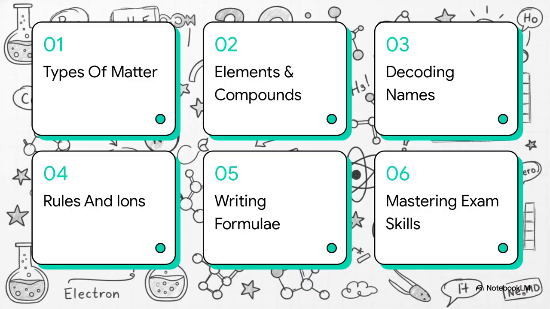Okay, let's dive into our checklist for today's Grade 10 exam requirements. We're going to cover classifying types of matter, elements, mixtures, and compounds, decoding chemical names, special rules and ions, writing chemical formulae, and finally, mastering those exam skills.